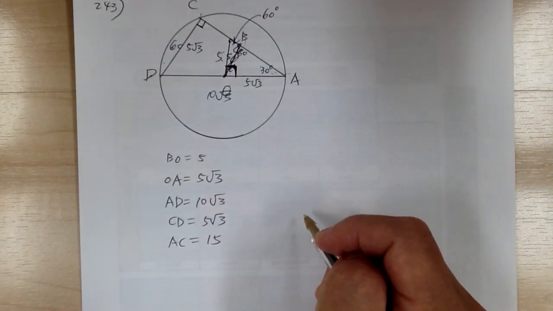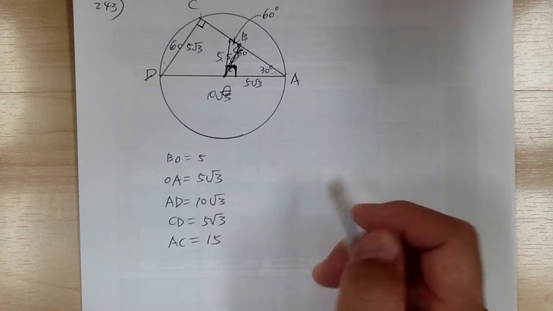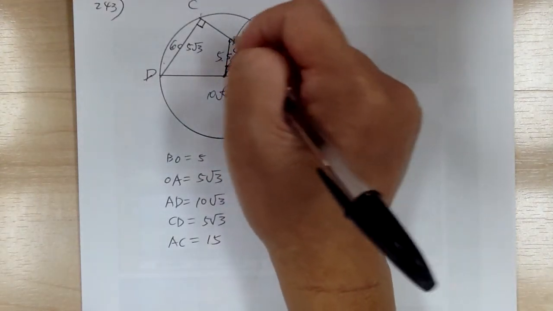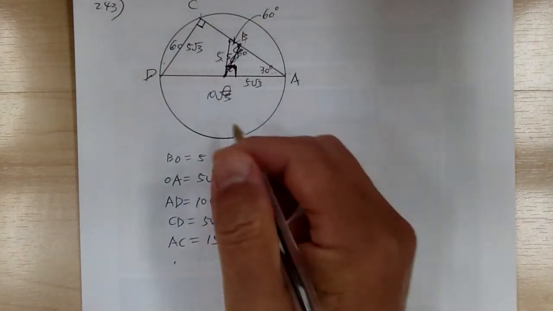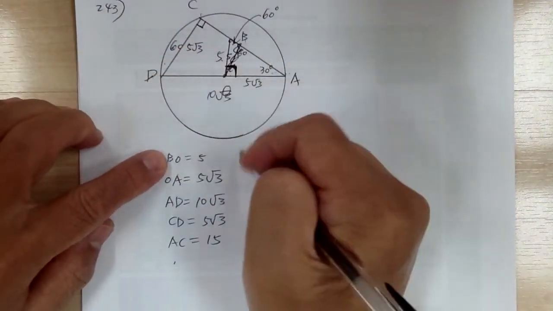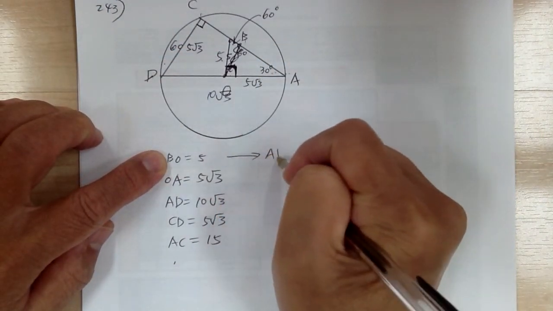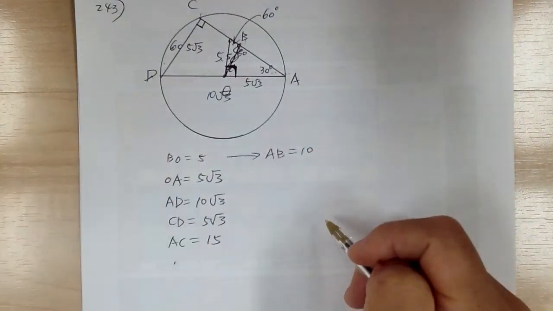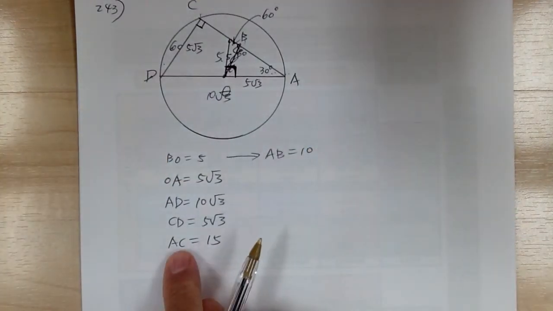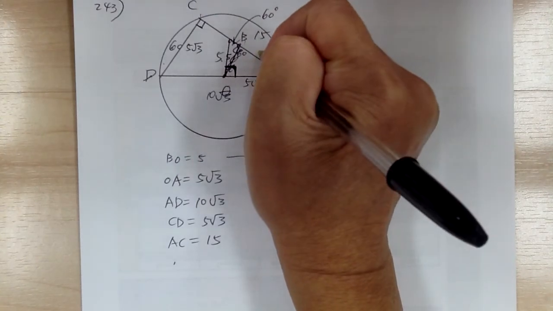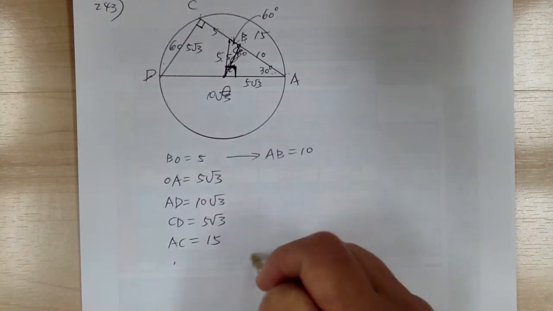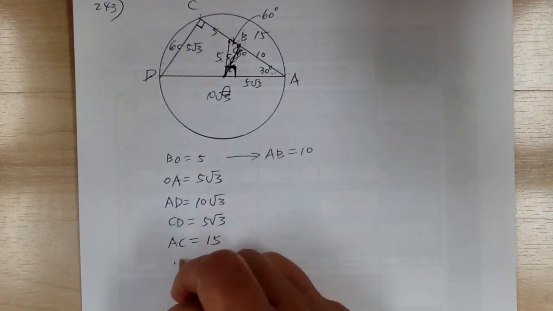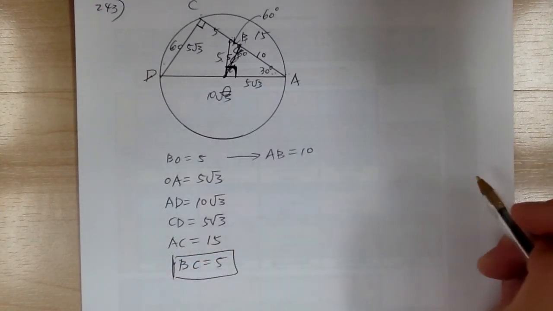And then from here, what else do we know? Well, from the Pythagorean, from the special triangle, AB: BO equal to 5, so this gives you AB equal to 10. So if AC equal to 15 and this is equal to 10, then BC will equal 5. So from these two pieces of information, we can see that BC equal to 5.